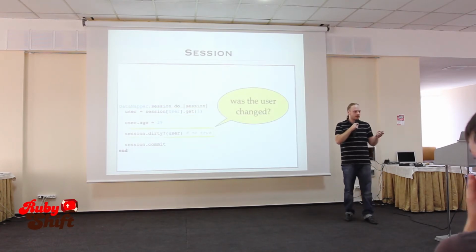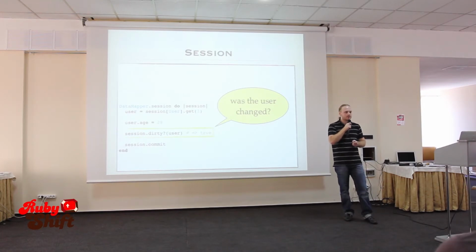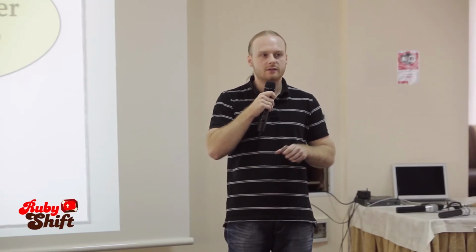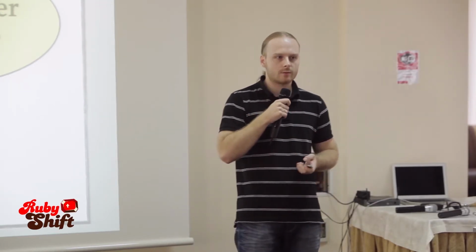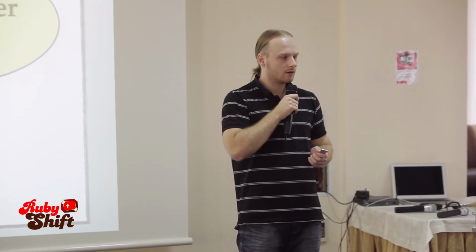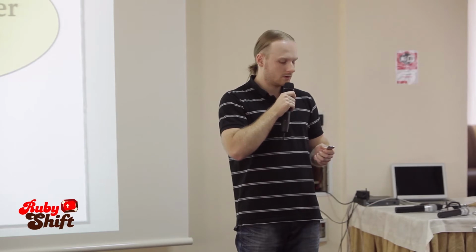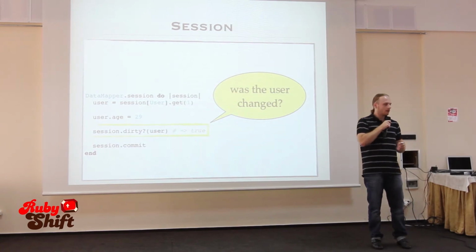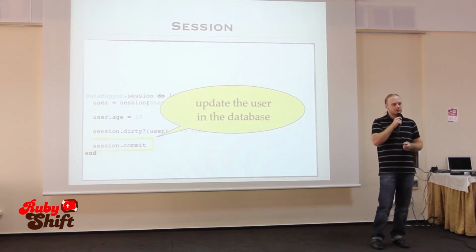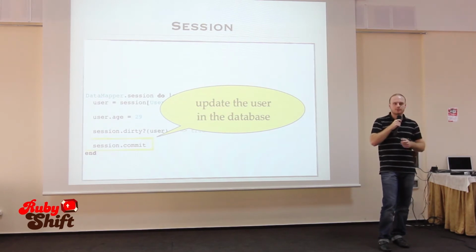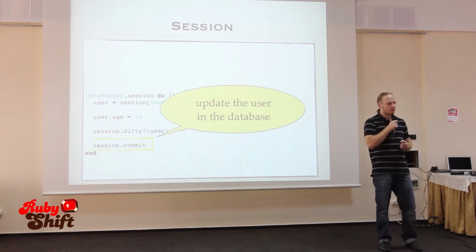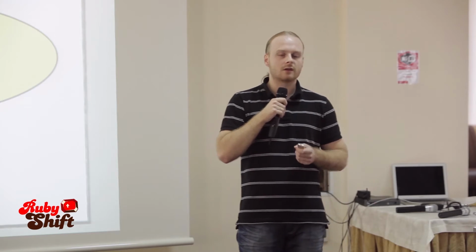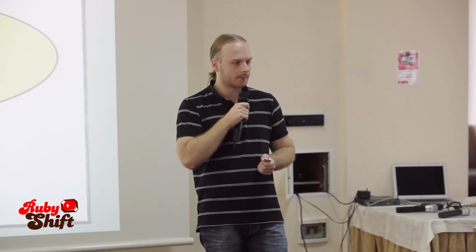Track means track whether it was changed or not. So when we change the age of this user, and we ask the session, was the user changed? It was changed, because the original state that I have is different from what we have now in memory. So it's easy. And again, I forgot to add save. So there should be another line saying session.save user. So at the end we call commit, and the session will update the user in the database. And again, it waits until you call the commit method. It doesn't do anything in the database until you call commit.